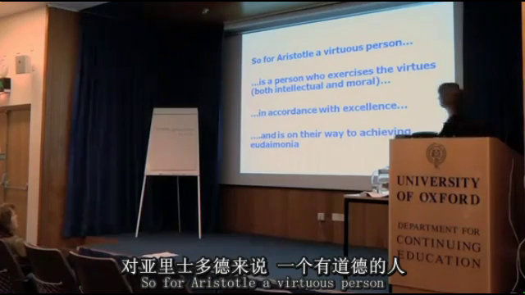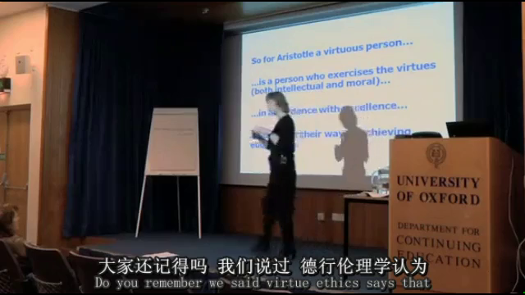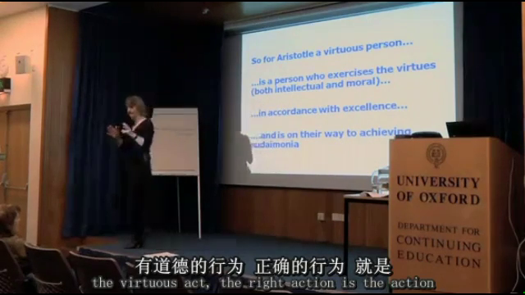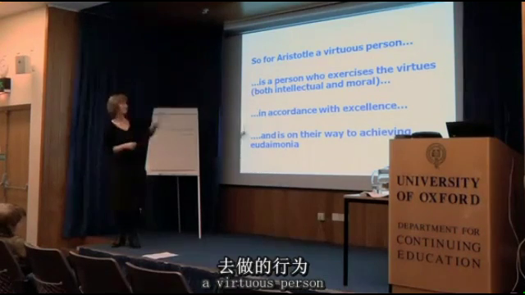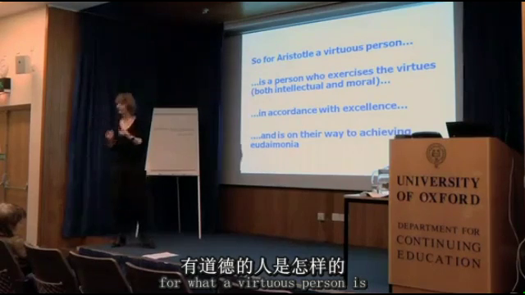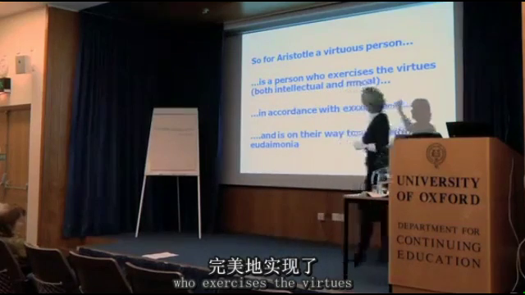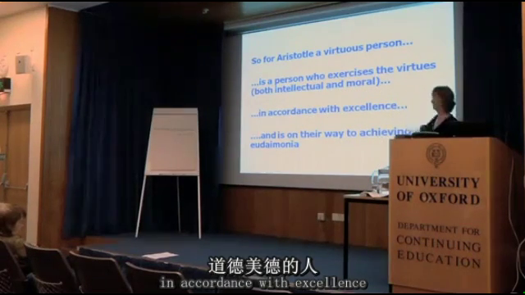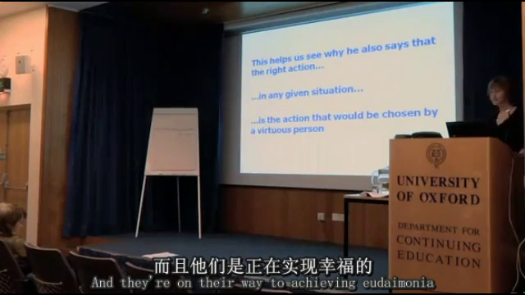So for Aristotle, a virtuous person, and do you remember we said virtue ethics says that the virtuous act, the right action, is the action that's performed or would be chosen by a virtuous person. So we're getting more of a feel now for what a virtuous person is. A virtuous person is a person who exercises the virtues, both intellectual and moral, in accordance with excellence, and they're on their way to achieving eudaimonia.